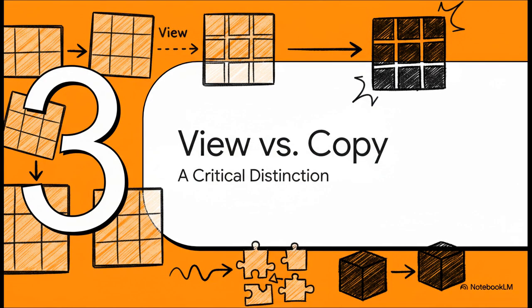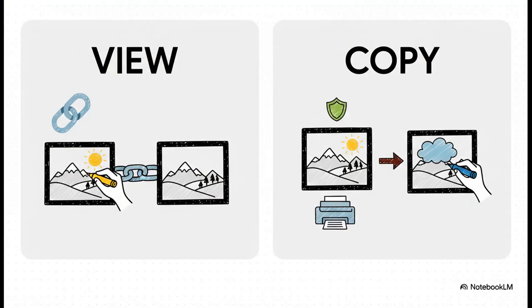Now we need to cover a really critical detail about reshape. If you misunderstand this, it can lead to some incredibly subtle and frustrating bugs. It all comes down to what reshape actually gives you back. Is it a view or is it a copy? This is a massive gotcha for a lot of developers.